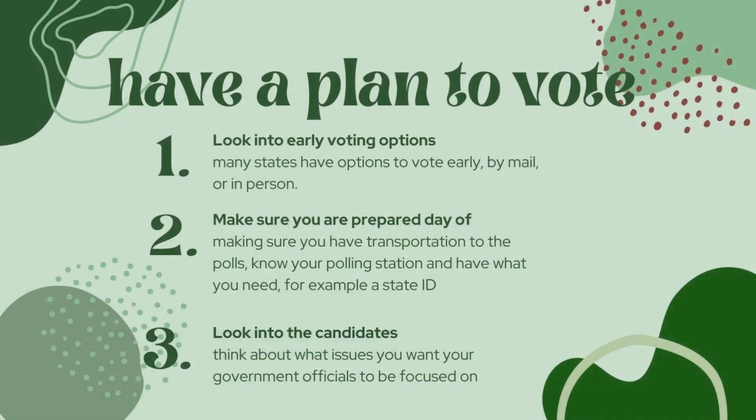So one of the most important aspects of voting is having a plan to vote. So it's great to look into early voting options. Many states have options so that you can vote early by mail or in person, and figuring out where your polling station is. TurboVote can also help you with this by texting you or emailing you, whichever form of communication you gave them, to let you know where voting is and where your polling station is.